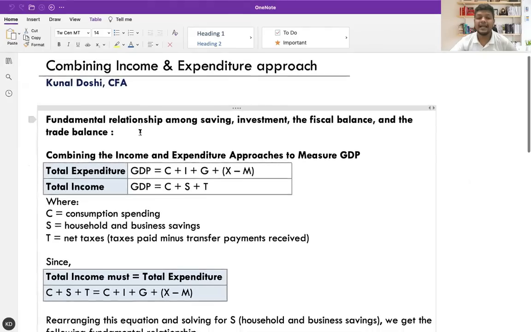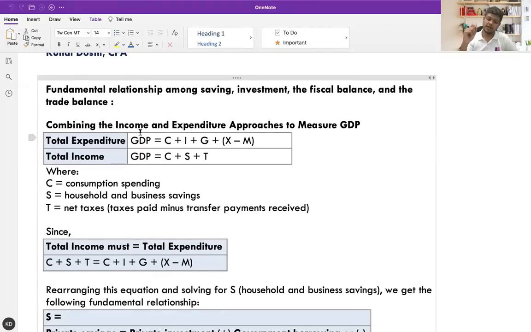So when I combine the income and expenditure approach, very, very important. If you want, you can note it down. I've displayed everything here so that we understand it from the notes point of view. The total of the expenditure approach, what we understood, was C plus I plus G plus X minus M. There is no problem in this. The total of the income approach I've taken now is C plus S plus T, which is consumption, consumer spending, household and business savings.